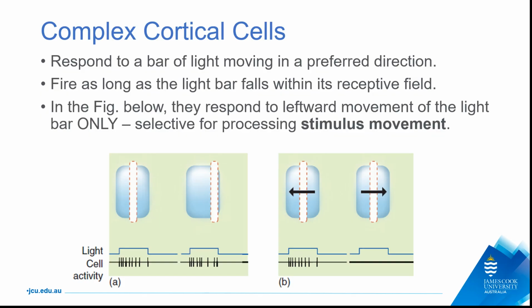It doesn't really matter where the light bar is, whether it's in the middle or to the right of the receptive field. We get the same pattern of action potentials. And then the right part is more interesting. They respond to leftward movement of the light bar only, not to the right. Only when the light bar is moving to the left do we see the action potential. So this specific complex cell is selective for processing stimulus movement.